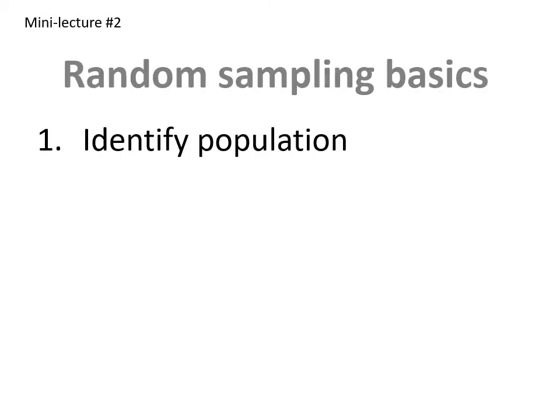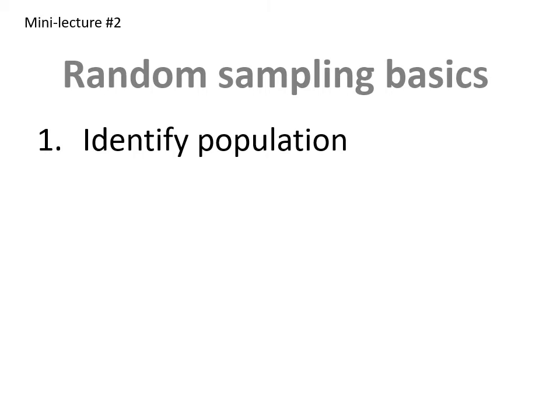Let's imagine that you would like to collect a random sample. If that's what you want to do, there are some basic steps that you need to follow. First, you need to identify the population. So are you interested in frogs? If so, what kind of frogs? And in practice, where are these frogs?